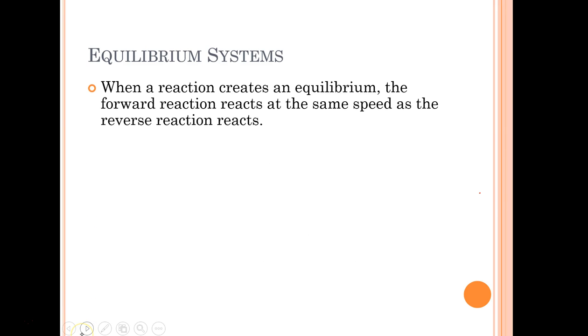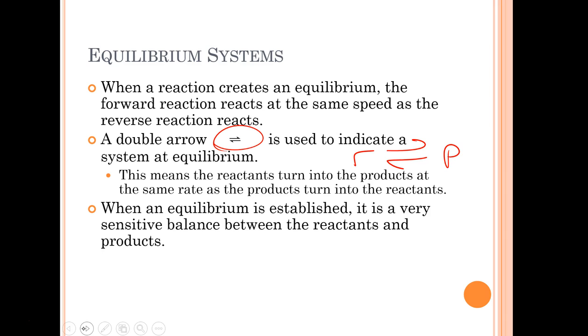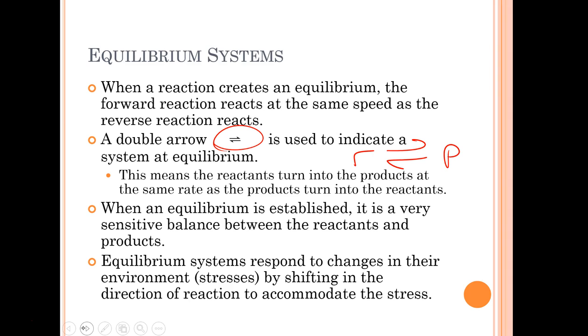So in an equilibrium system, the reaction in the forward direction reacts at the same speed as the one in the reverse. And they use this thing called the double arrow to indicate the system is in equilibrium. What it means is the reactants turn into the products at the same rate as the products turn back into the reactants. It is a very sensitive balance between the reactants and products, and what you can do is shift it a little bit. It plays with it. It moves around a little bit.